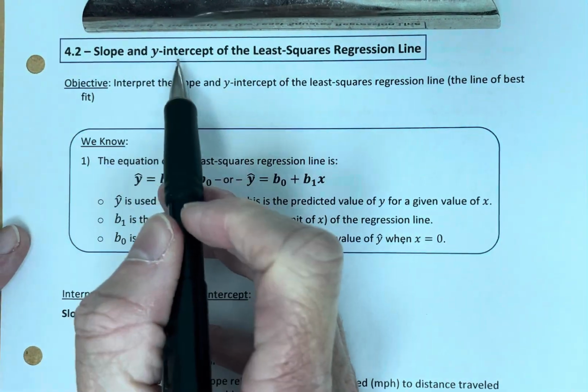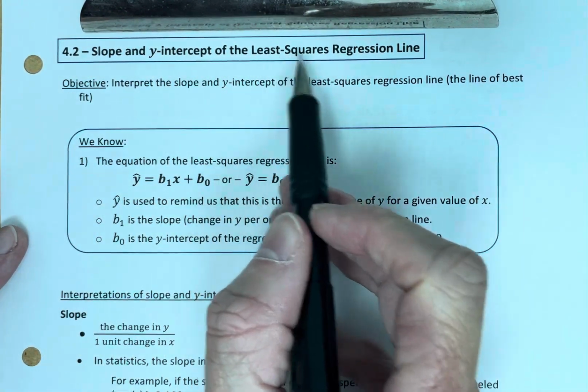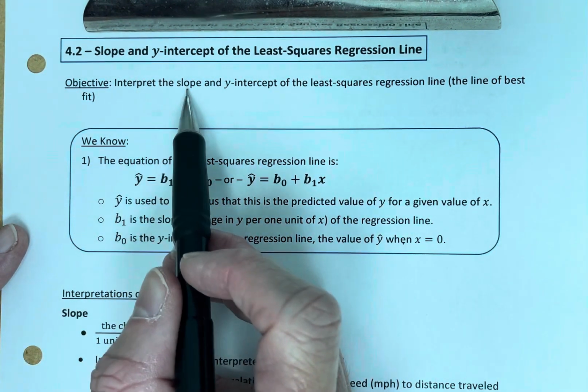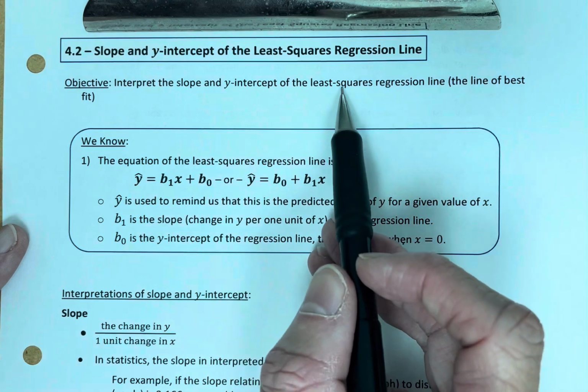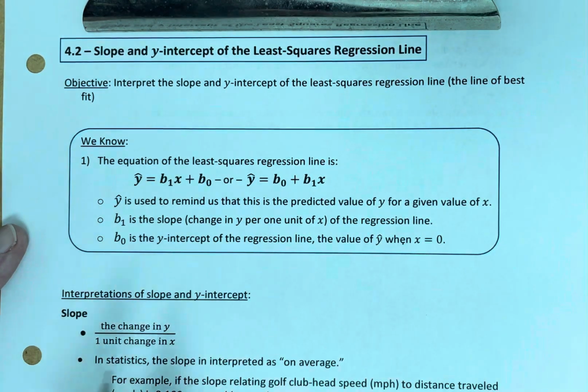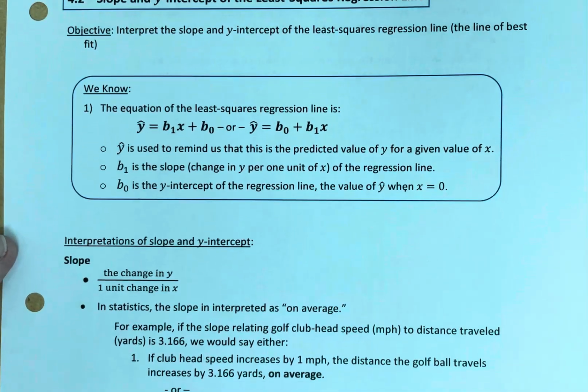The slope and y-intercept of the least squares regression line. Our objective: interpret the slope and y-intercept of the least squares regression line, also known as the line of best fit. Let's remind ourselves what we know.